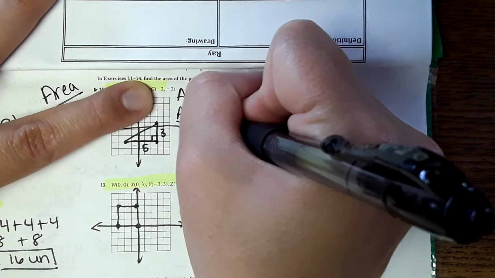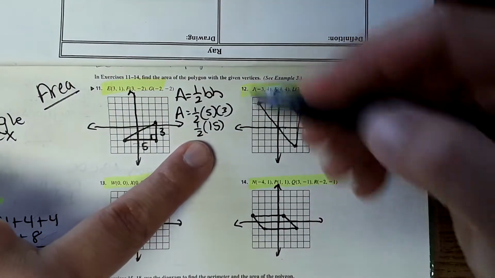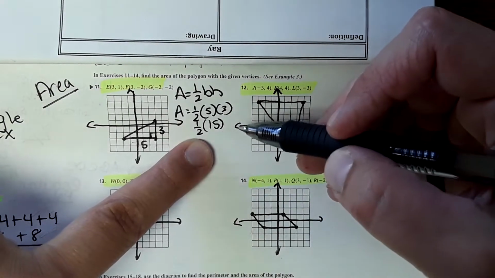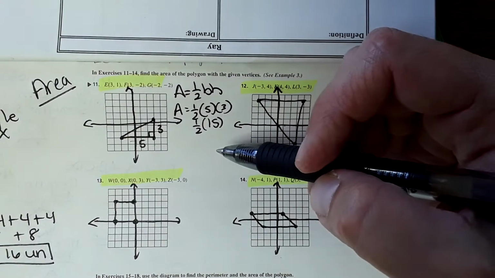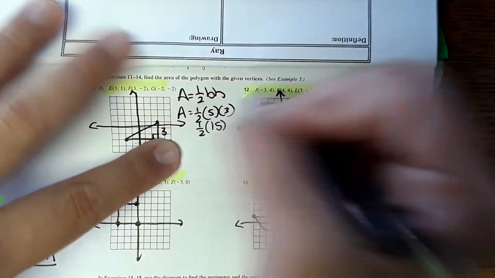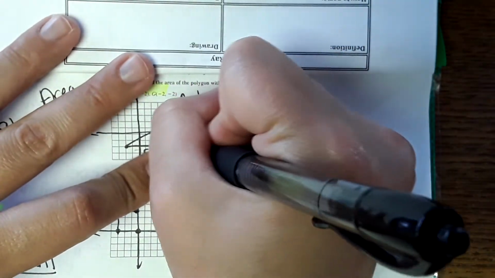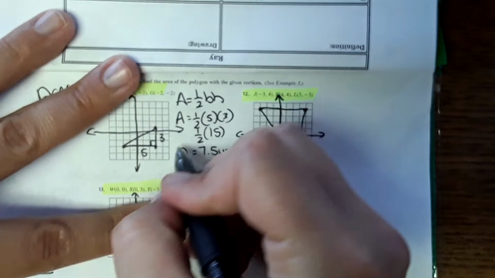Five times 3, 15. When you multiply by 1/2, there's a couple different ways to do it. The easiest way to do it in a calculator is just divide 15 by 2. By dividing by 2, it's the same as multiplying 1/2. You could also multiply by 0.5. You'd get the same answer, but 1/2 times 15, or 15 divided by 2, is 7.5. So the area is 7.5 units squared.